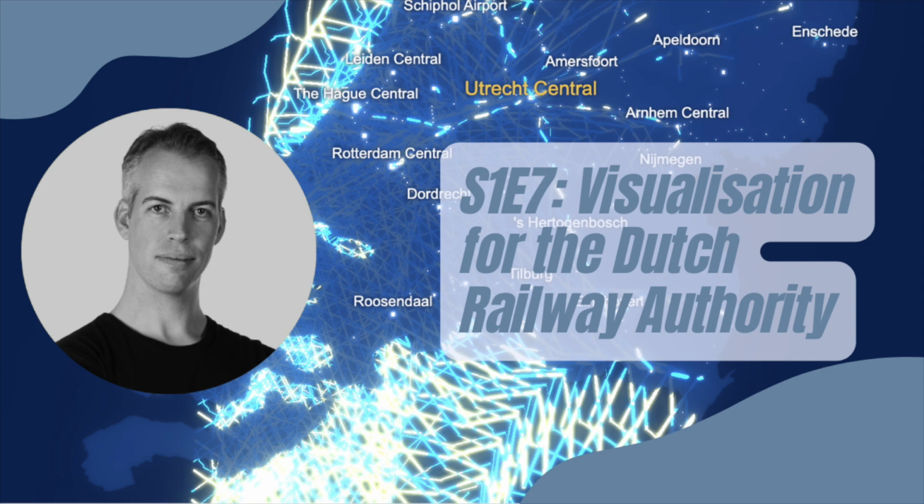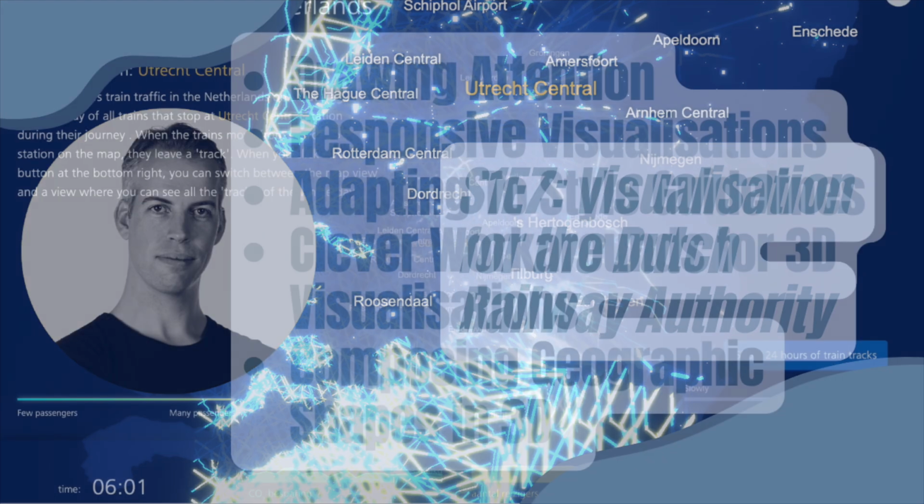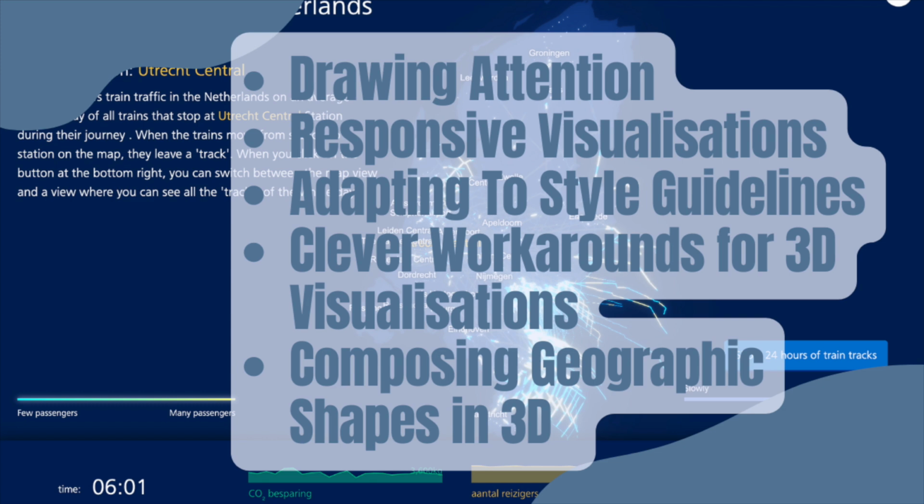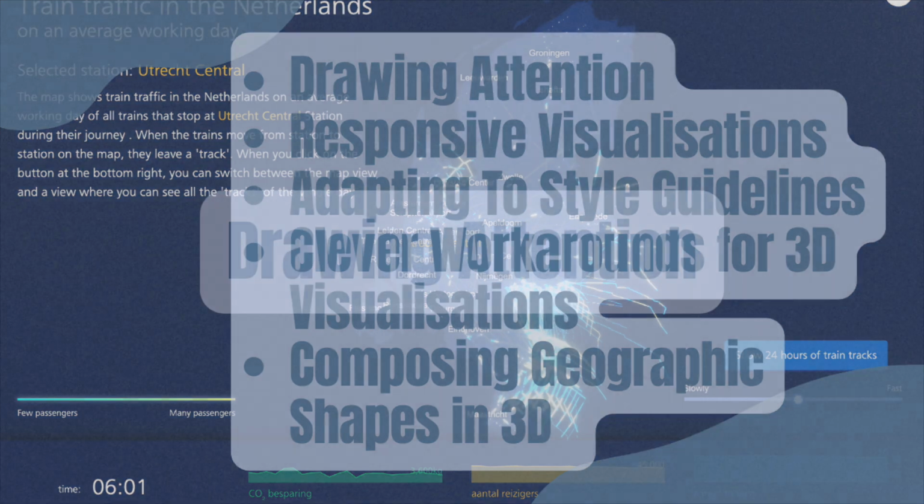In this highlights package, we'll be looking at Season 1, Episode 7, with our guest, Jan Willem Tulp, discussing the project Visualisation for the Dutch Railway Authority.